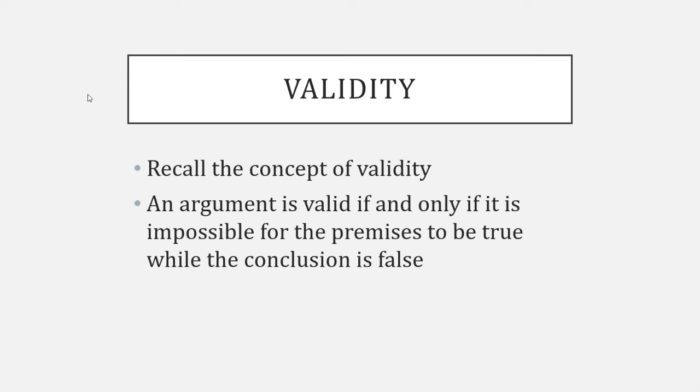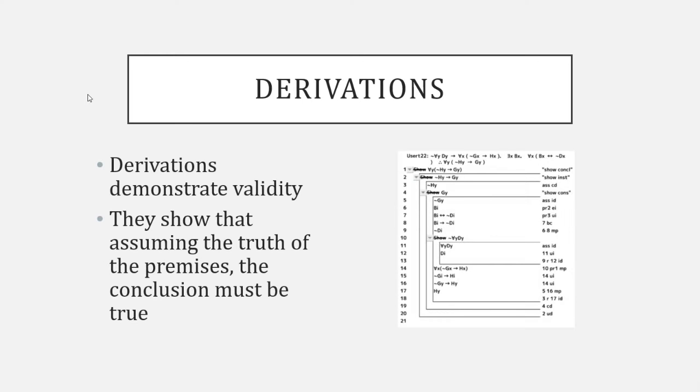Invalidities. Recall the concept of validity, that is, an argument is valid if and only if it's impossible for the premises to be true while the conclusion is false. This concept has been sort of in the background of everything that we've done with derivations, because derivations demonstrate validity. They show that if you assume that the premises are true, then the conclusion must be true also.